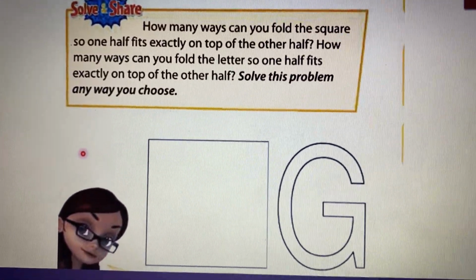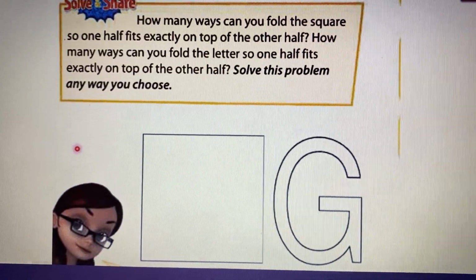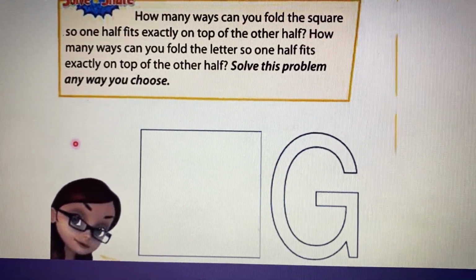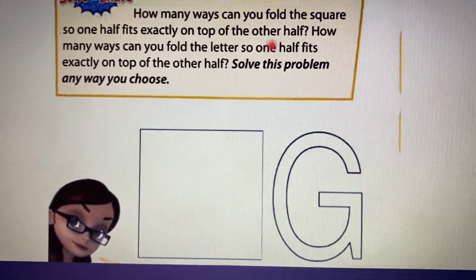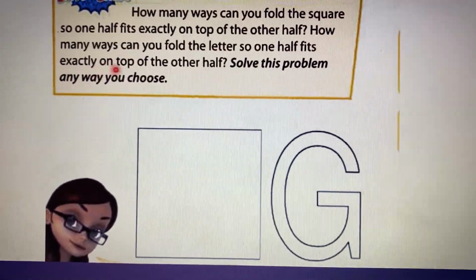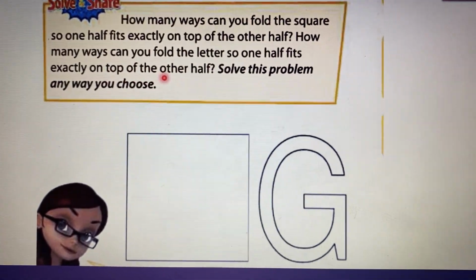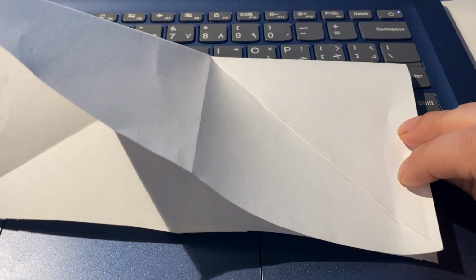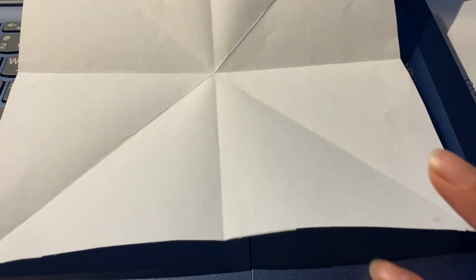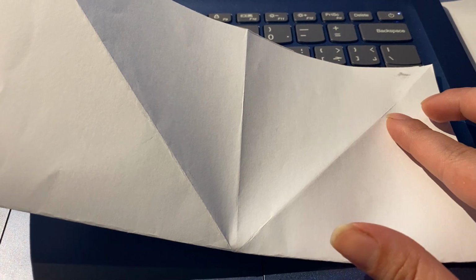Question number 1. How many ways can you fold the square so one half fits exactly on top of the other half? How many ways can you fold the letter so one half fits exactly on top of the other half? So here I wrote for you a square. Why don't we try it with each other? So girls, I can fold it top on bottom. So this is number 1. And I also can fold bottom on the top. So this is way number 2.